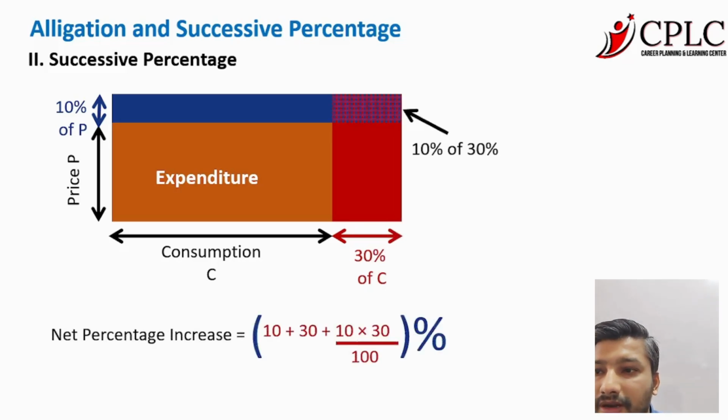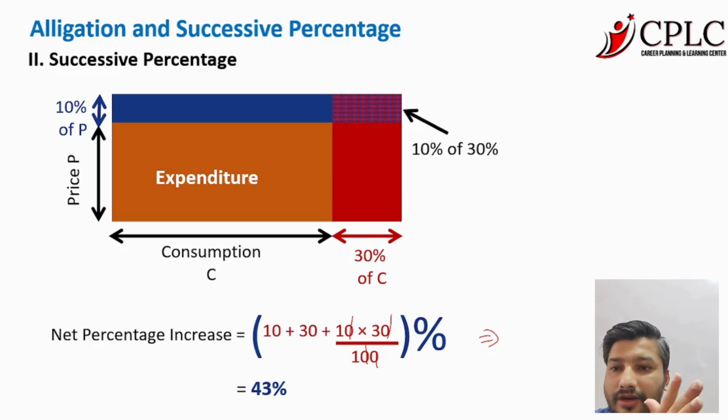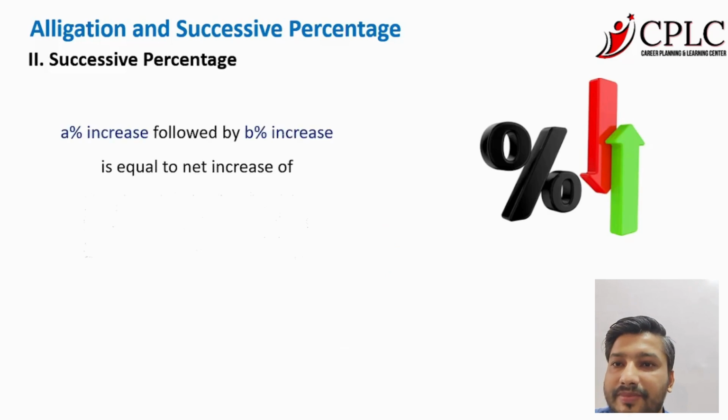So let's use the formula, which is going to be a plus b plus ab upon 100. Again, when you solve this, these two zeros go off and you get the final answer to be 43%. So 30 plus 10 becomes 40 and 40 plus 3 becomes 43. So the net change, that is, the overall expenses of the month goes up by 43%. So that is successive percentage. As I said, a very simple idea.